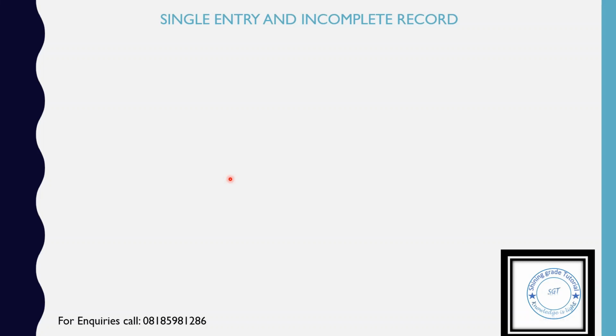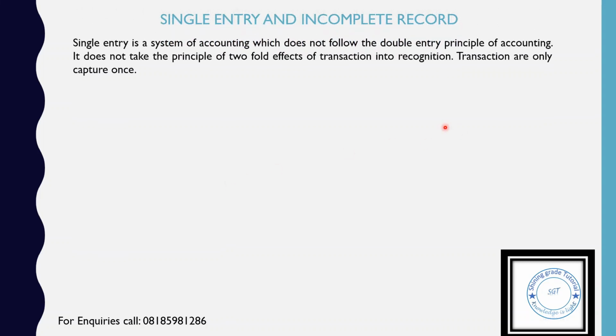Single entry is just a system of accounting that does not recognize the double entry principles. It does not take the double entry principle into recognition. Practically, it means transactions are not being recorded twice. That again means there is no debit and credit, so there is no full capture of transactions. Transactions are only recorded once, and in that system, the two-fold aspect of transactions is highly lacking.